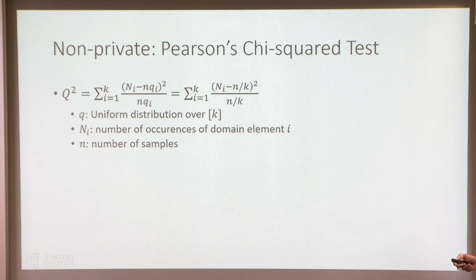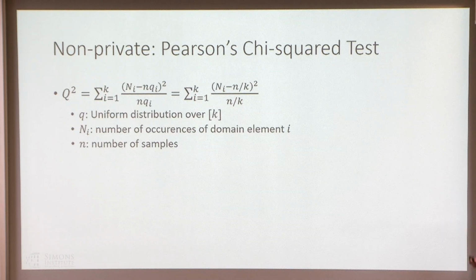Q is going to be, again, the uniform distribution over the numbers 1 through k, because that's our model of interest. We want to test if it's equal to that. So in other words, the q_i's will be the probabilities of each i, which will be 1 over k, because it's uniform. N_i is going to be the number of occurrences of domain element i. And then we have n being the number of samples. So this simplifies to this expression. Sorry, yeah, this is the statistic we're going to be concerned with.